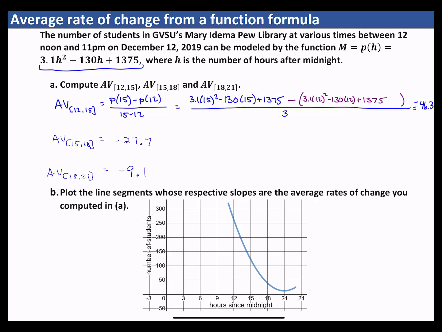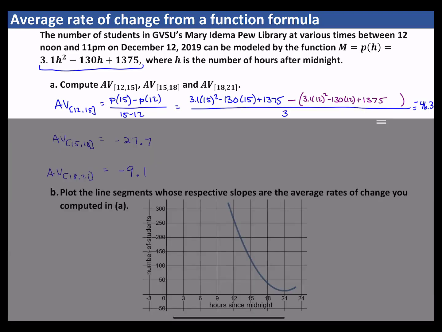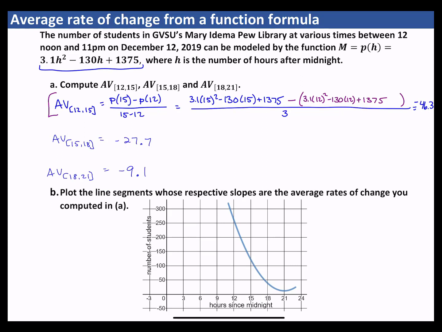So part B says plot the line segments whose respective slopes are the average rates of change you computed in A. So recall that the average rate of change on an interval describes the slope of the line containing the two endpoints of that interval. So from 12 to 15, the average rate of change represents the slope of this line. So this line has a slope of negative 46.3.